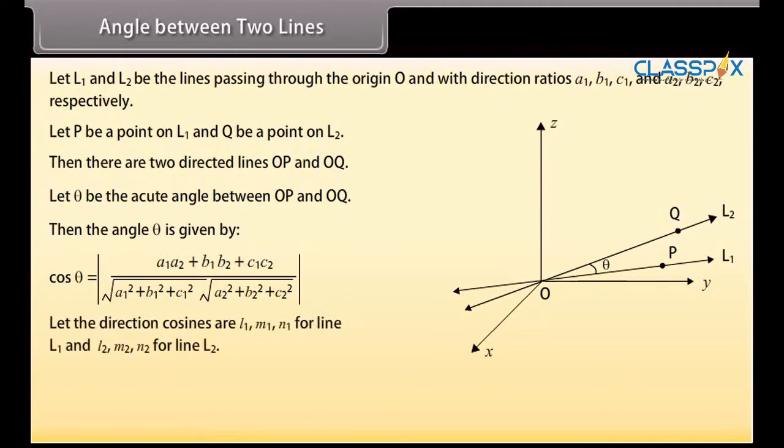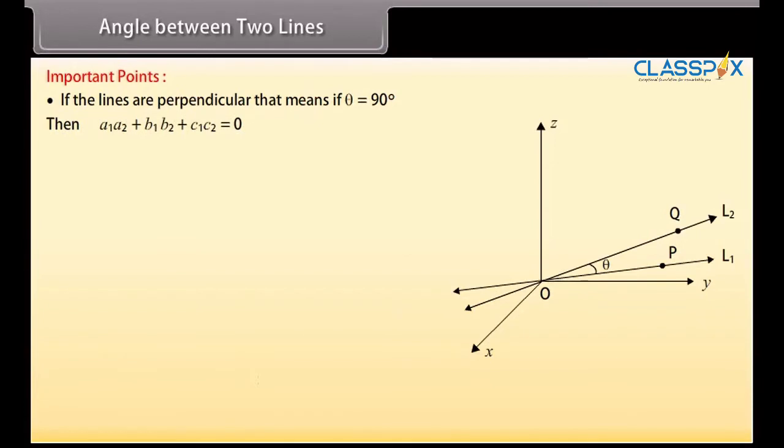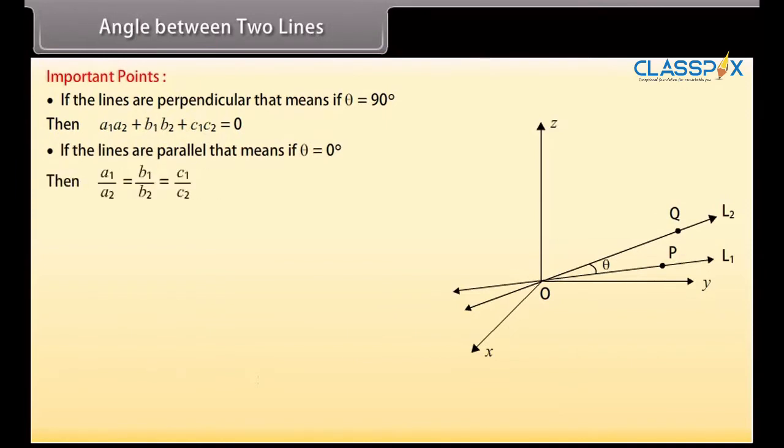Let the direction cosines be l1, m1, n1 for the line L1 and l2, m2, n2 for the line L2. Then cos theta equals the modulus of l1 l2 plus m1 m2 plus n1 n2. Important points. If the lines are perpendicular, that means theta is 90 degrees, then a1 a2 plus b1 b2 plus c1 c2 equals 0. If the lines are parallel, that means theta is 0 degrees, then a1 by a2 equals b1 by b2 equals c1 by c2.